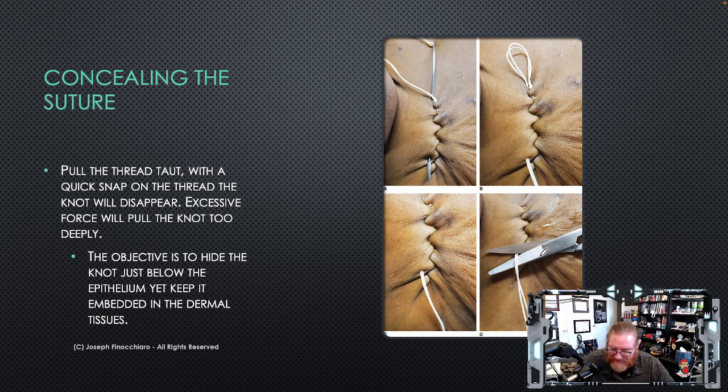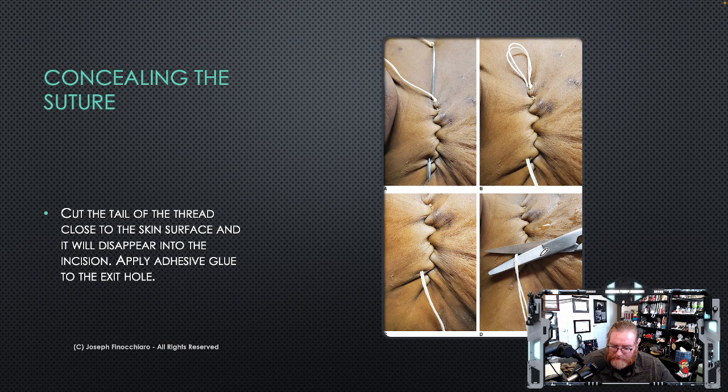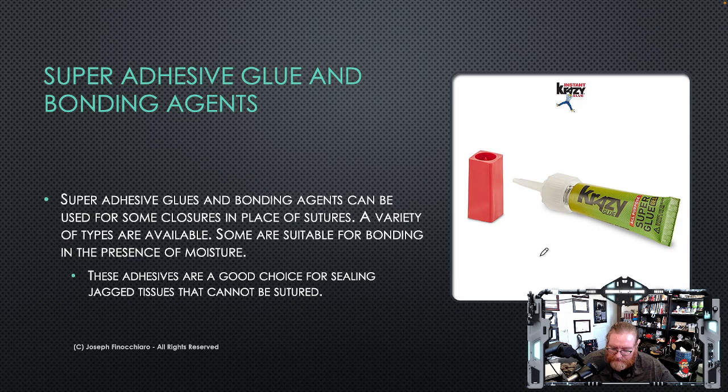The objective is to hide the knot just below the epithelium, yet keep it embedded in the dermal tissue so you don't really have any bad puckering and pulling of the skin. Cut the tail of the thread close to the surface, and it will disappear into the incision. Apply adhesive glue to the exit hole.